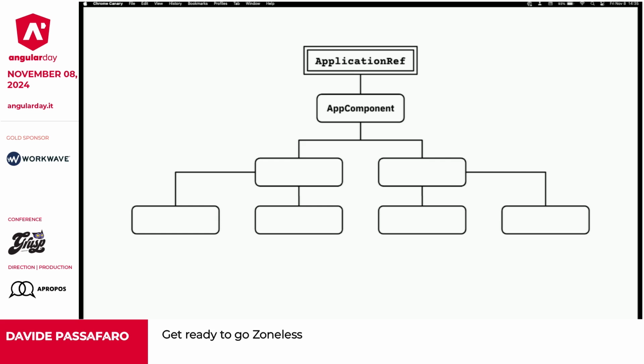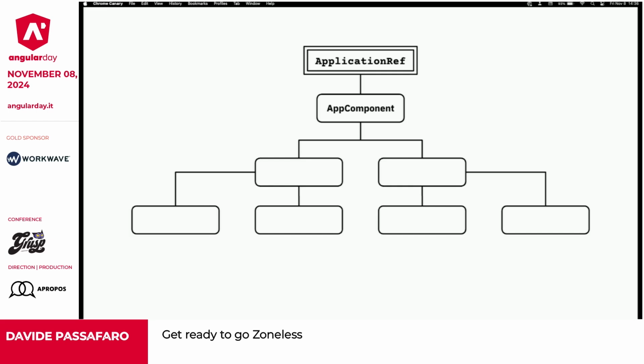So let's see an example. We have the typical graph of an application. It's pretty easy. We have the ApplicationRef, which is the class that Angular creates when we bootstrap the application. Then we have the AppComponent, which is typically the first, main component of the application. Then we have some other components that are children of the AppComponent, which may be a header, for example, a side menu, everything that you have as a child. And they can also have other children as well.